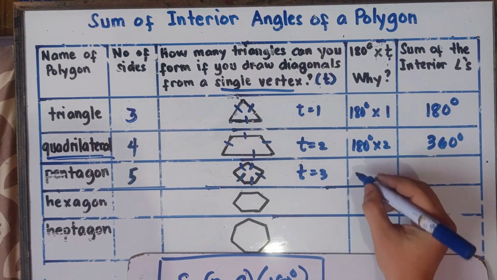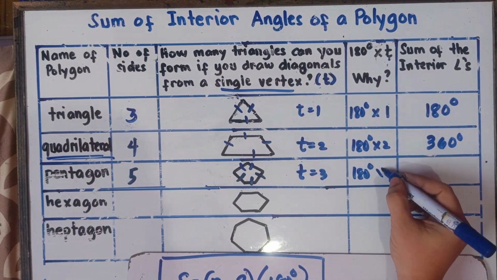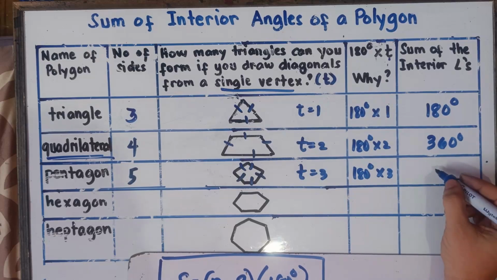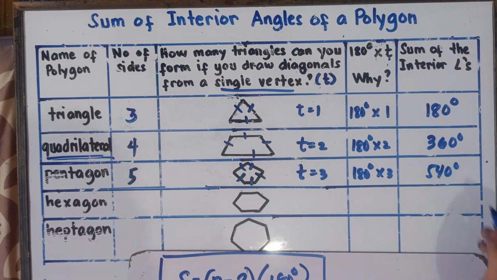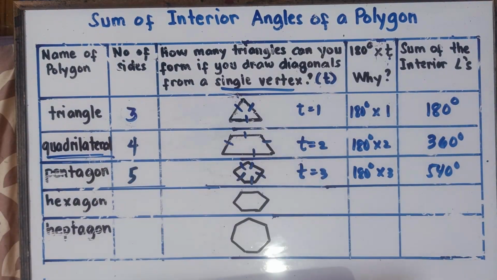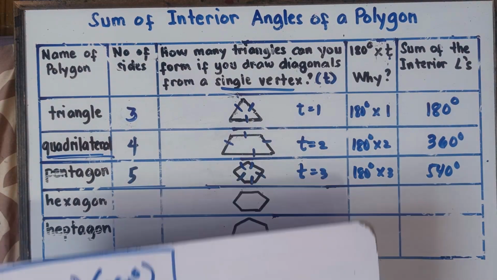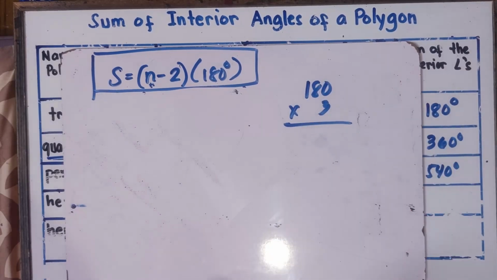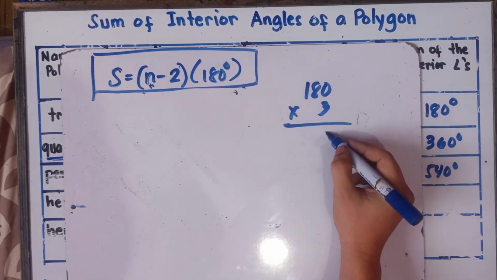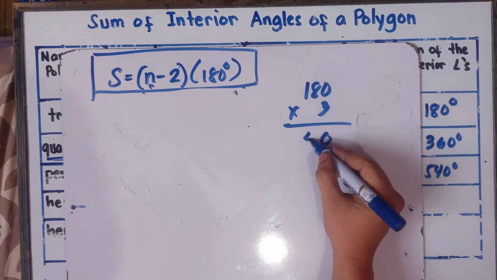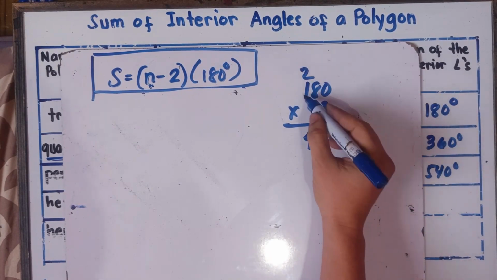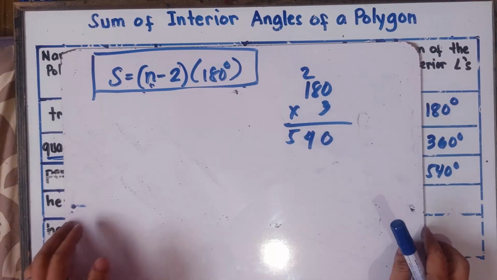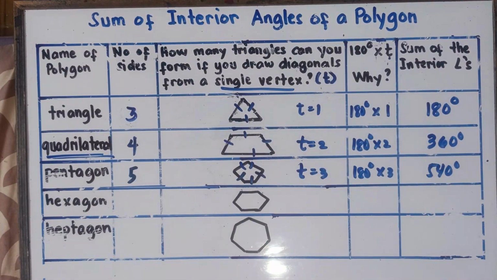3 triangles. So 180 degrees times 3. The answer, class, is 540, right? 540 degrees. Let's double check, class. 180 times 3. So 3 times 0 is 0. 3 times 8 is 24, 4 carry 2. 3 times 1 is 3 plus 2 is 5. 540.